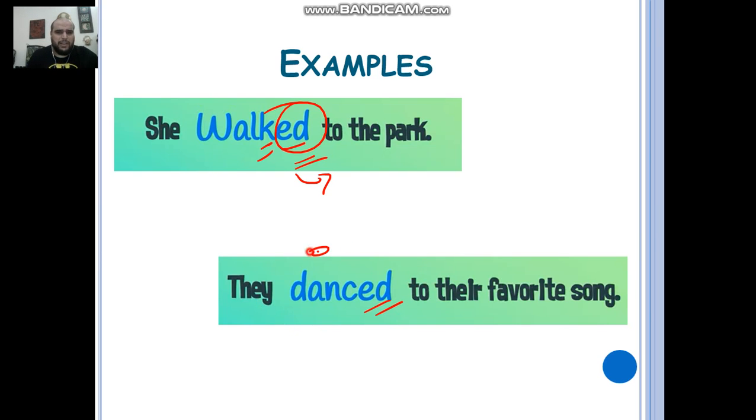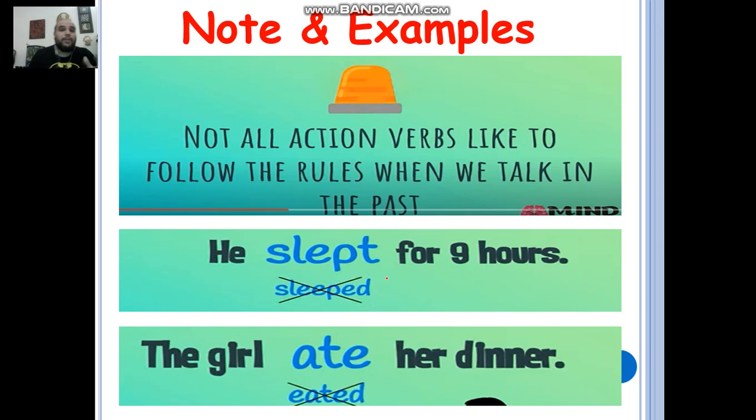They danced. Here the verb is to dance. I already have the e. No need to add another e plus d. Just add d. They danced to their favorite song. We have ed here, as you can see. However, you have to pay attention that we have a lot of irregular verbs. We're going to have a competition this semester. It's called the Spelling Bear. We're going to learn all the irregular verbs, in the simple past and in the past participle.